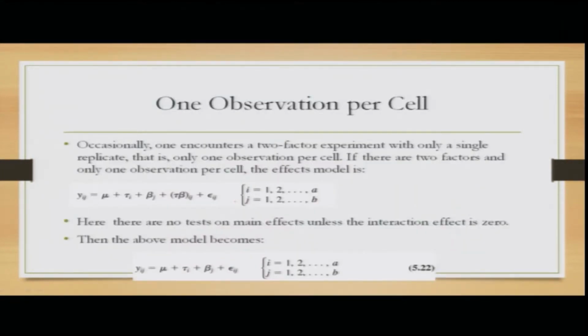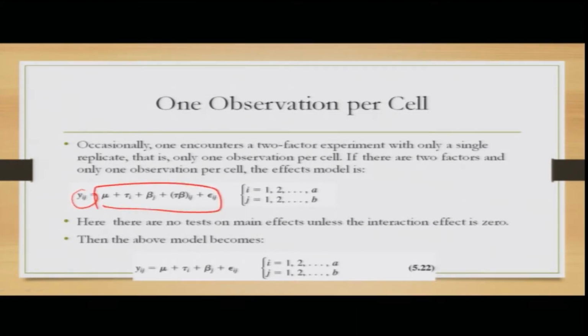One observation per cell. Occasionally one encounters a two factor model with only a single replicate, that is, only one observation per cell is available. If there are two factors and only one observation per cell is available, then the effect model is done like this. So, I will give you the equation. Here n would not come. So, this is to be noted.